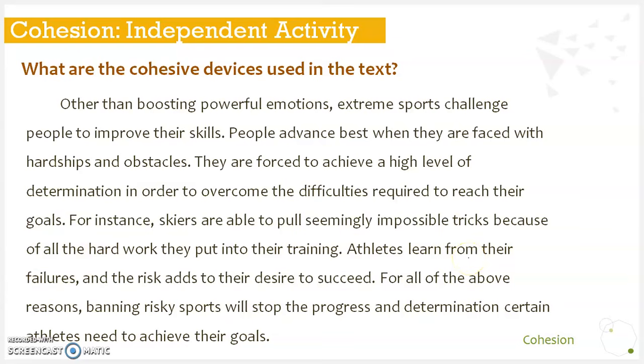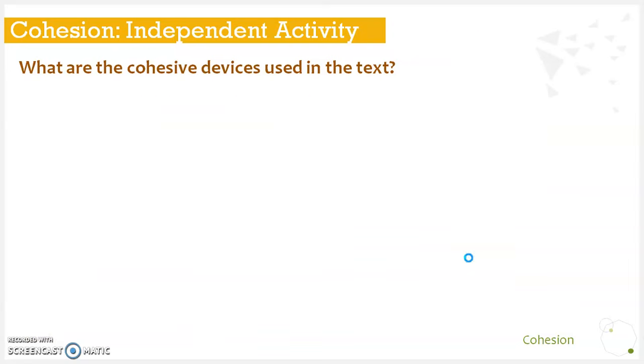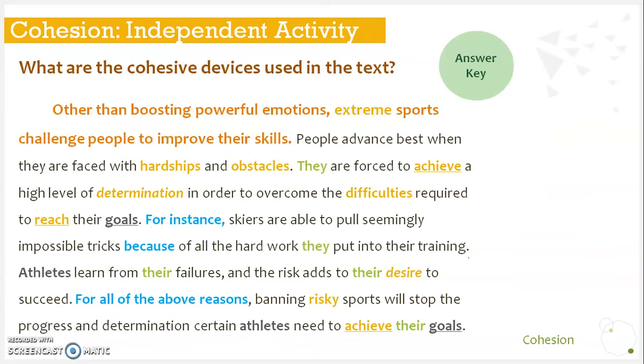Now let's move to this independent activity. Please pause the video again, read the paragraph carefully, and try to find the cohesive devices used. There are a lot of cohesive devices, therefore try to figure out as much as possible. Here we have the transitional sentence. Transitions: for instance, because, for all of the above reasons. Pronouns: they, standing for people who like to do extreme sports.